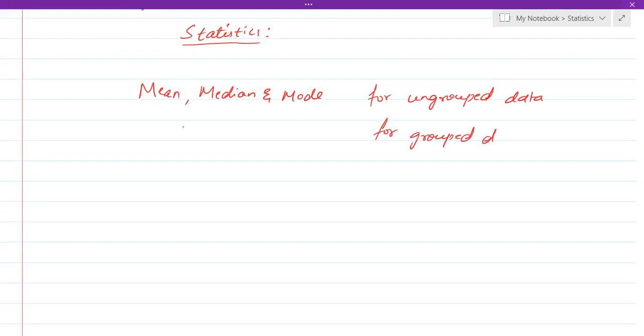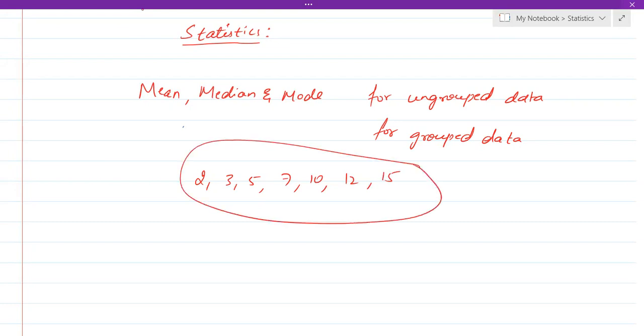The name itself indicates it. If the data is grouped, then it is grouped data. If it is not grouped, then it is ungrouped data. So if you remember, last year the questions were like this: find the mean of 2, 3, 5, 7, 10, 12, so on. Let's say 15. Find the mean of this. This is not grouped, right? We have just collected the data and kept it as it is. So this is not grouped data.